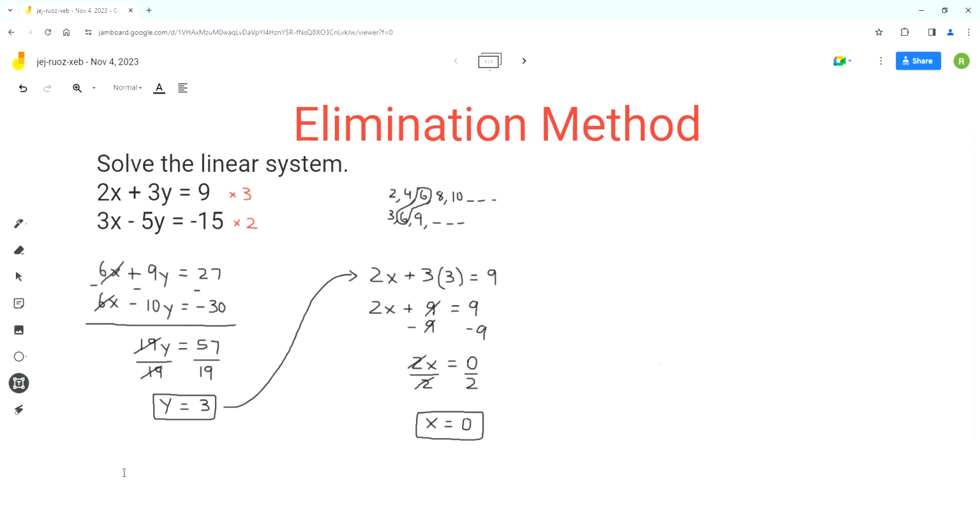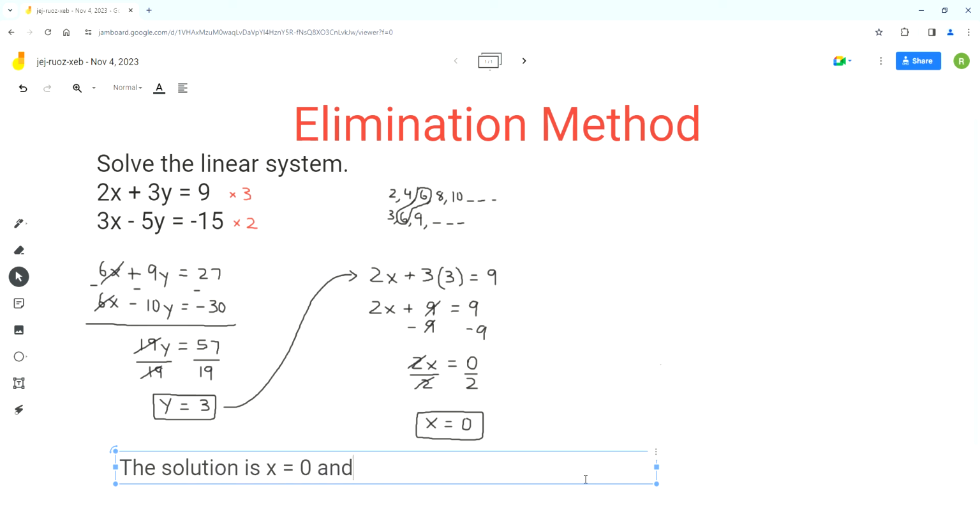So here I can write a closing statement. The solution is x equals 0 and y equals 3. This is how we can write our answer as x and y values, or we can write our answer as an ordered pair in the form of a point.